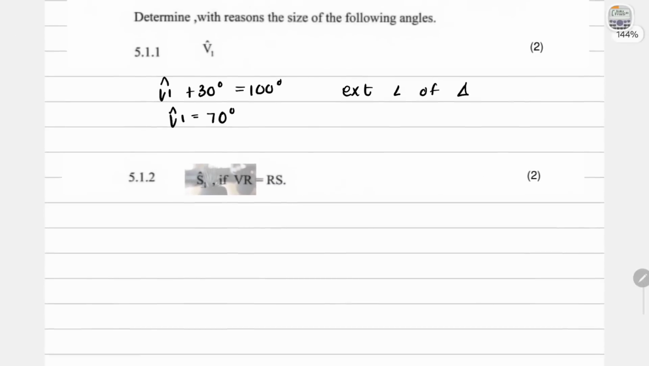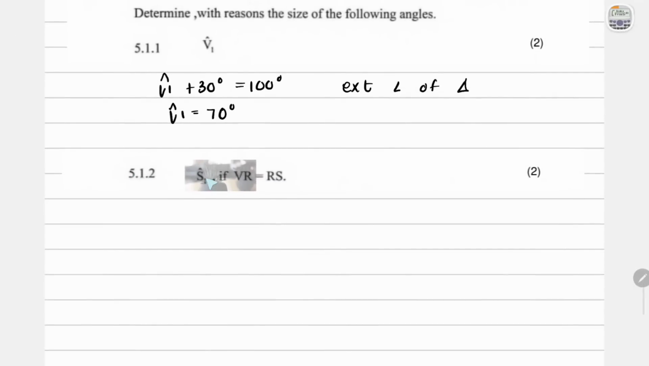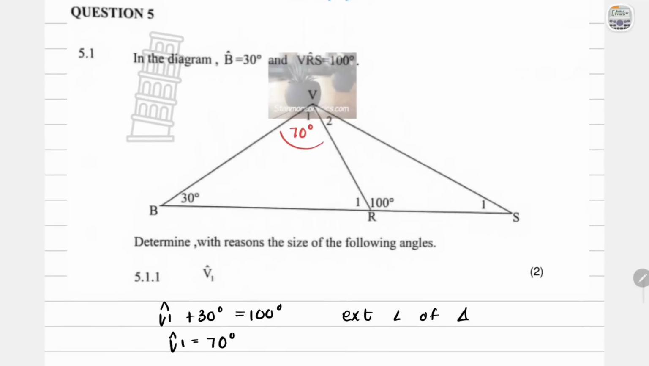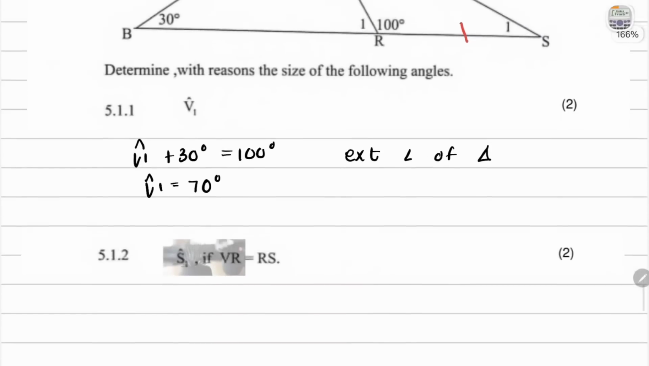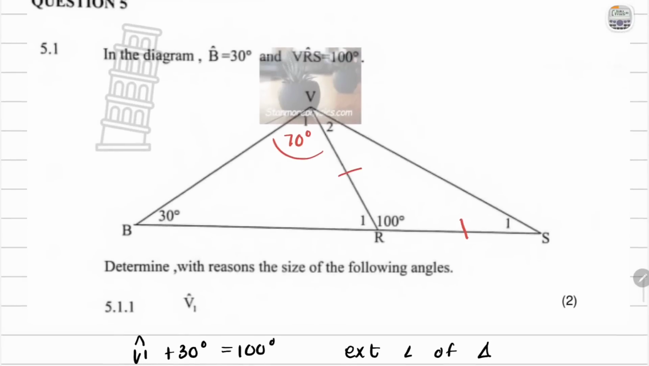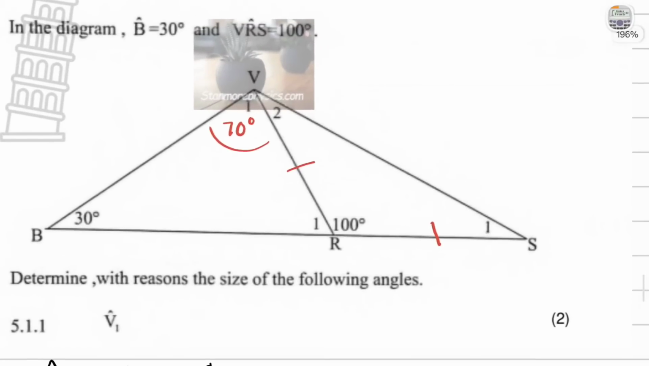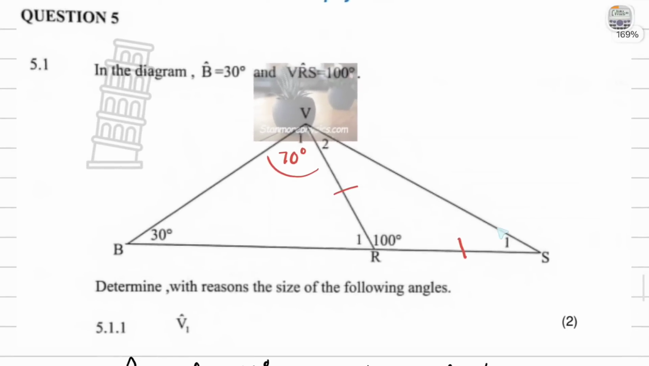The next question is 5.1.2 says angle S1. So find angle S1 if VR is equal to RS. So where are those? VR, this line, is equal to RS. Okay, so do you see that we have an isosceles triangle over here? Okay, so the goal is to find angle S1 if these two lines are equal. Okay, if these two lines are equal, how do we find angle S1?